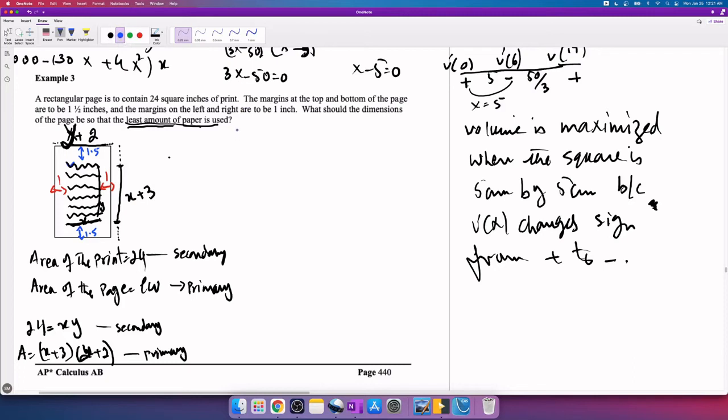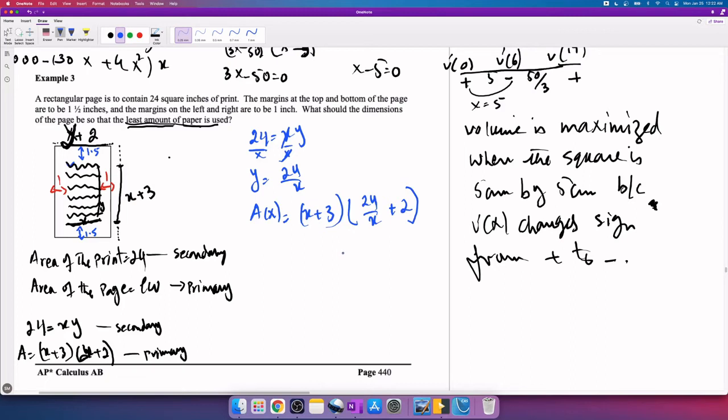How can we make the secondary equation one variable by itself? My secondary equation is 24 equals xy. I'm going to divide both sides by x so I can make y by itself, and it's 24 over x. Now replace the y in the primary equation with this 24 over x. So my primary equation is A of x equals (x plus 3) times (for the y, I'm replacing 24 over x, plus 2) and close. So this is what I got.